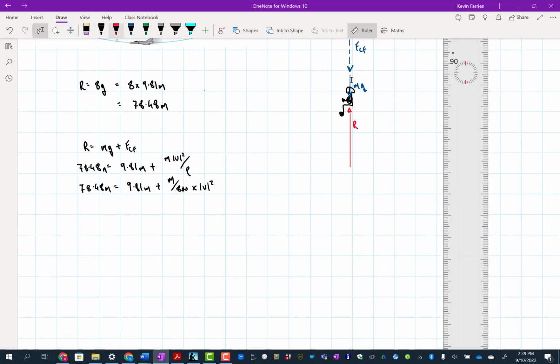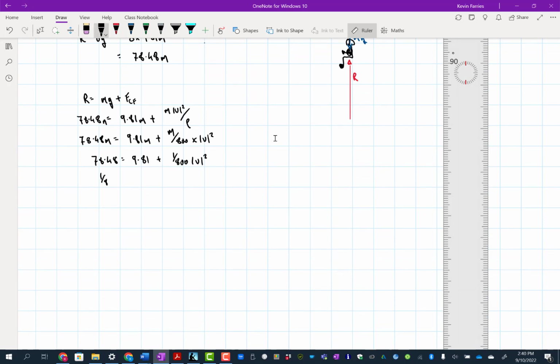What else can we do now? We can divide the whole thing by mass. We've got mass in each one of these terms, each section of the equation that's separated by a plus or a minus. So we can just divide the whole thing by mass. Therefore we're going to get 78.48 equal to 9.81 plus 1 over 800 times v squared. That's fine, we'll just keep it like that, 1 over 800 times the speed squared.